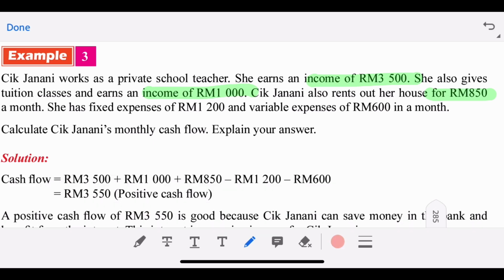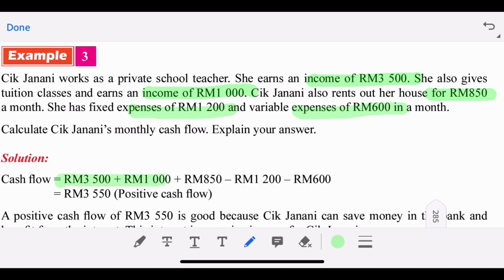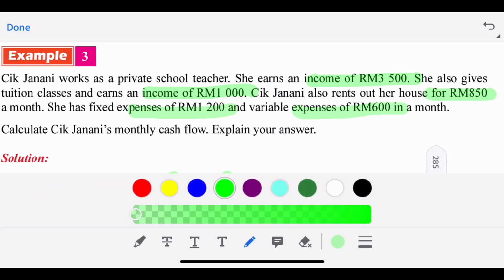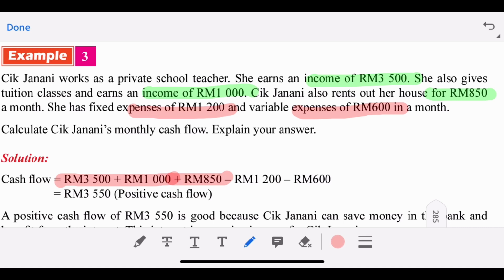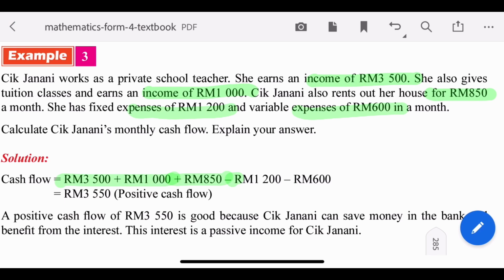Step 1, understand the question. How to understand the question? Read the question, use a highlighter, highlight the keywords. When there is income, use a green color or other color. Differentiate between income and expenses. So we highlight 3,500, we highlight 1,000, and also 850. Expenses, we try to use a red color. Expenses 1,200, and another expense, variable expenses like phone bill, electricity bill, water bill, all this 600 a month.